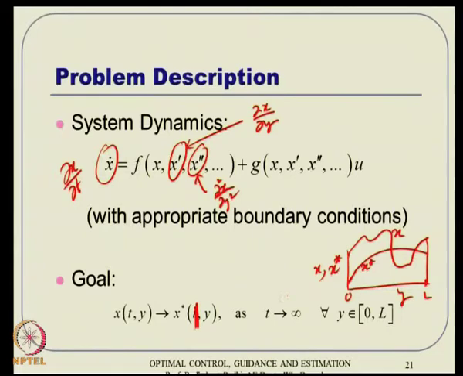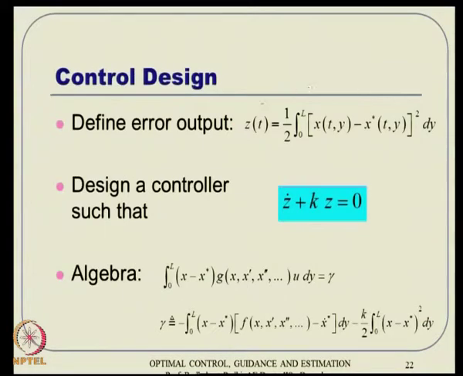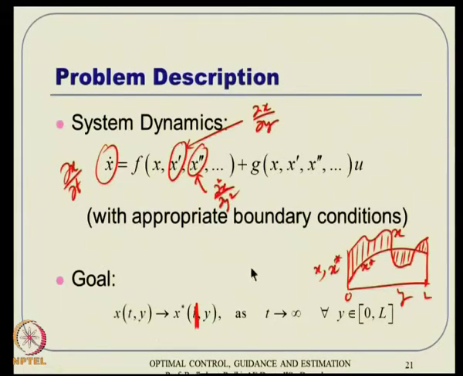Then what you really see is this difference, and this difference has to go to 0 with time. Okay. So, how do we make sure that this difference goes to 0? First we define something like an error quantity, z of t, which is the integrated square error over the spatial domain. If this goes to 0, remember, everywhere it will go to 0, because this is a quadratic function actually. If somehow z is pulled to 0, then everywhere else this error will go to 0, and hence the objective will be met, whatever objective we are talking about actually.